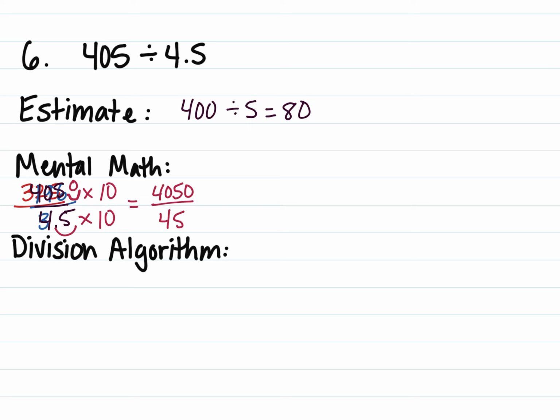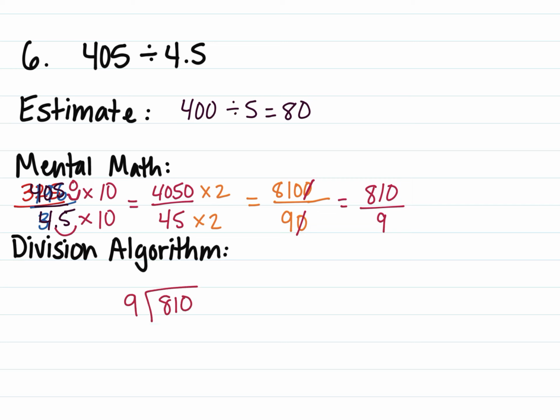I'm going to multiply by 2 because 5 times 2 will give me a 10, or a number that ends in a 0. 2 sets of 45 is 90, and 2 sets of 4,050 would be 8,100, and 2 sets of 50 would be 100. Notice here, I can get rid of a 0, and I have 810 divided by 9. You may be able to finish this piece here, but if not, we can go down to the mental math or the division algorithm section.